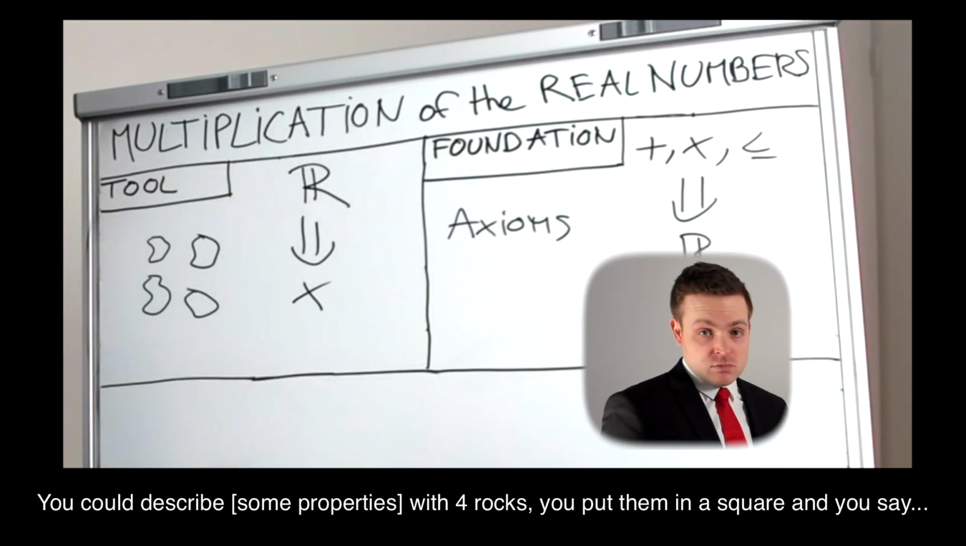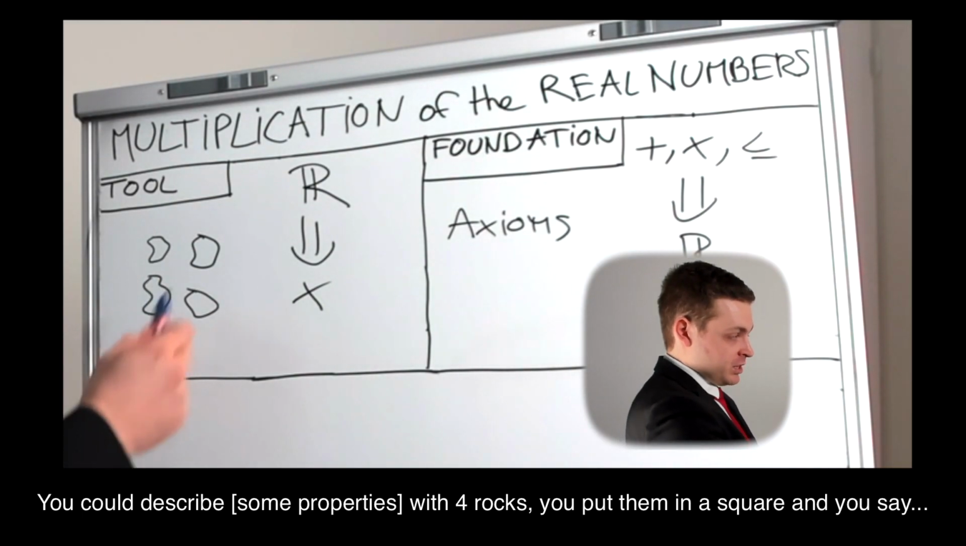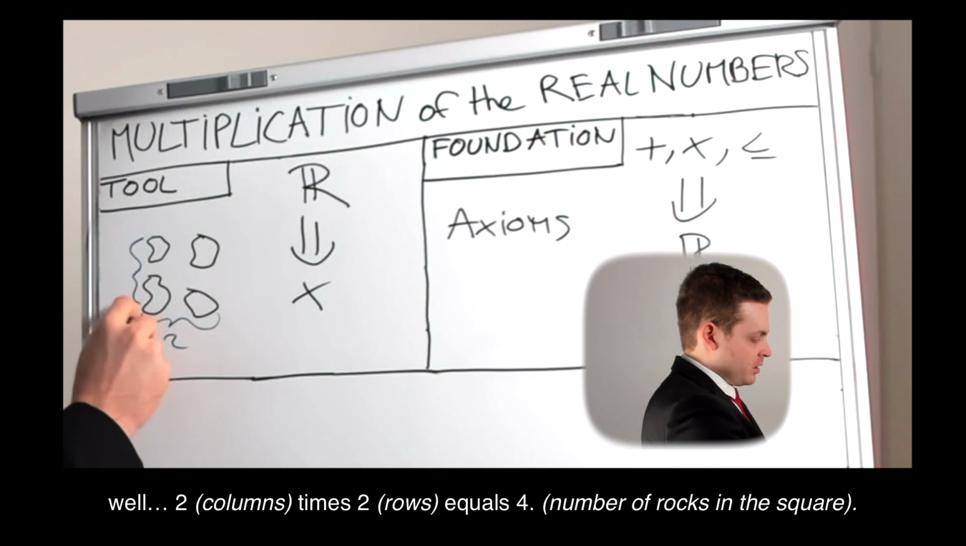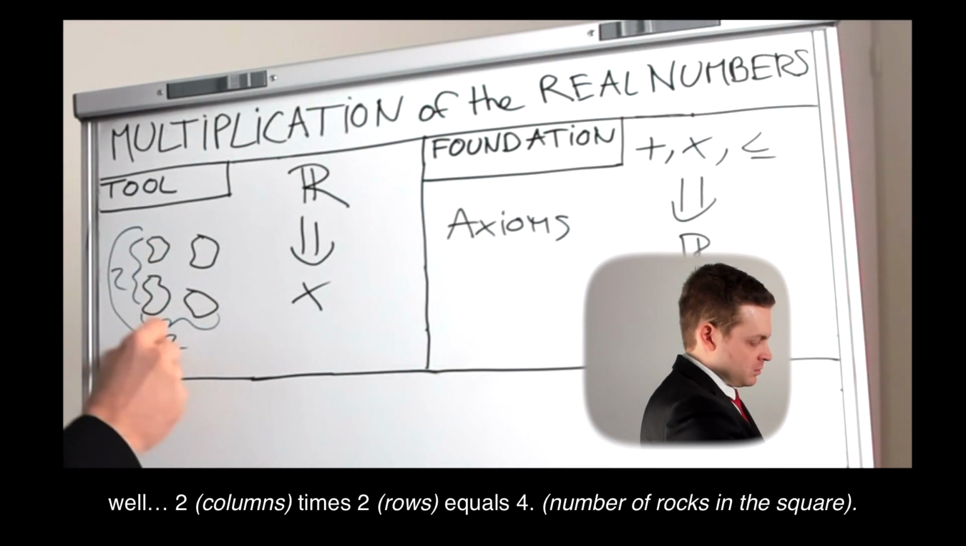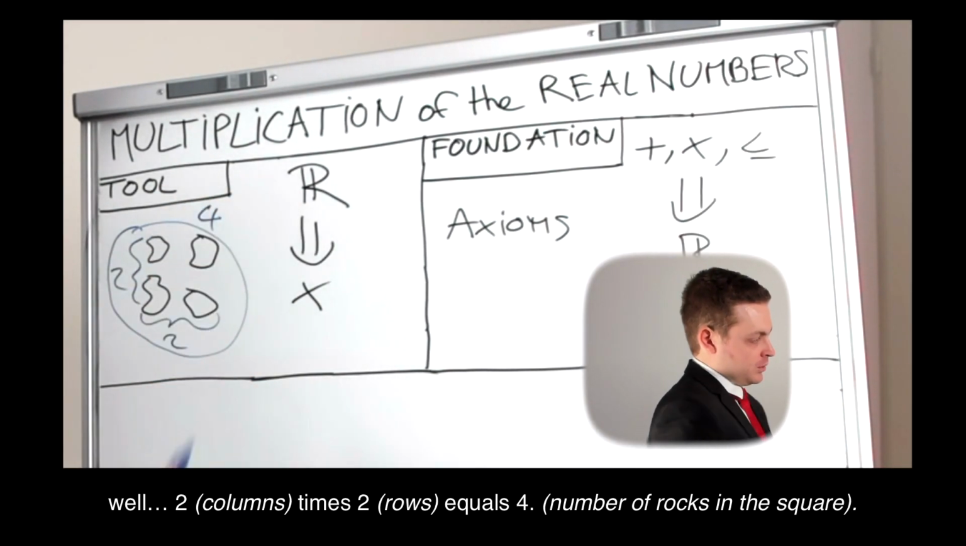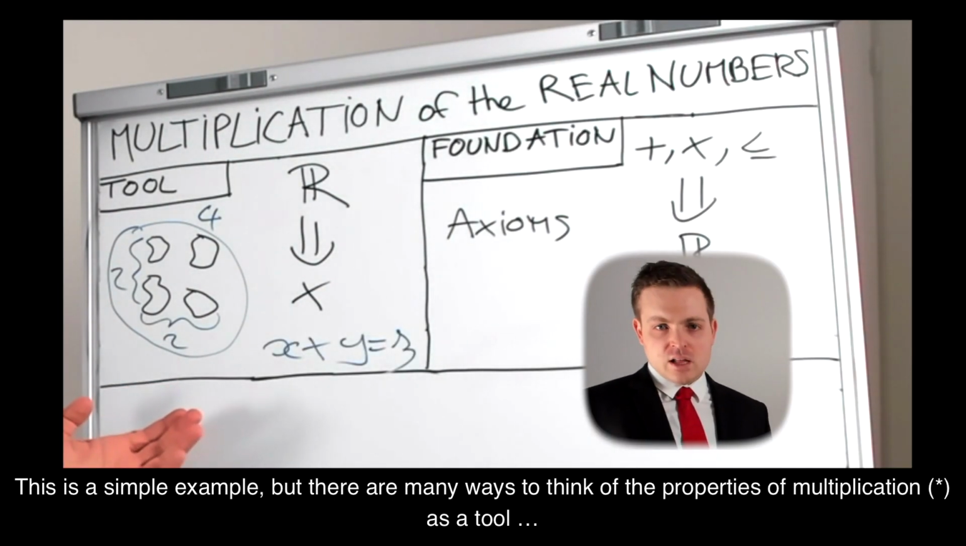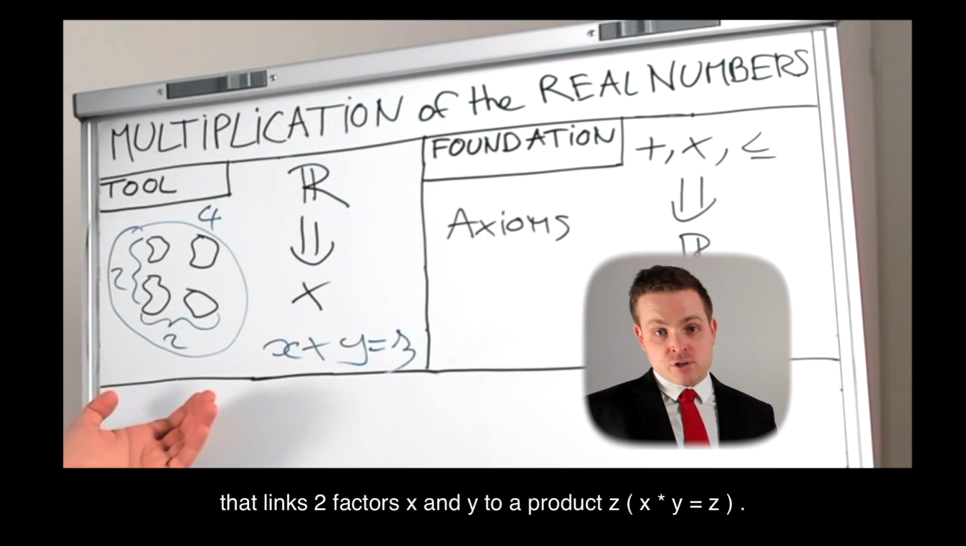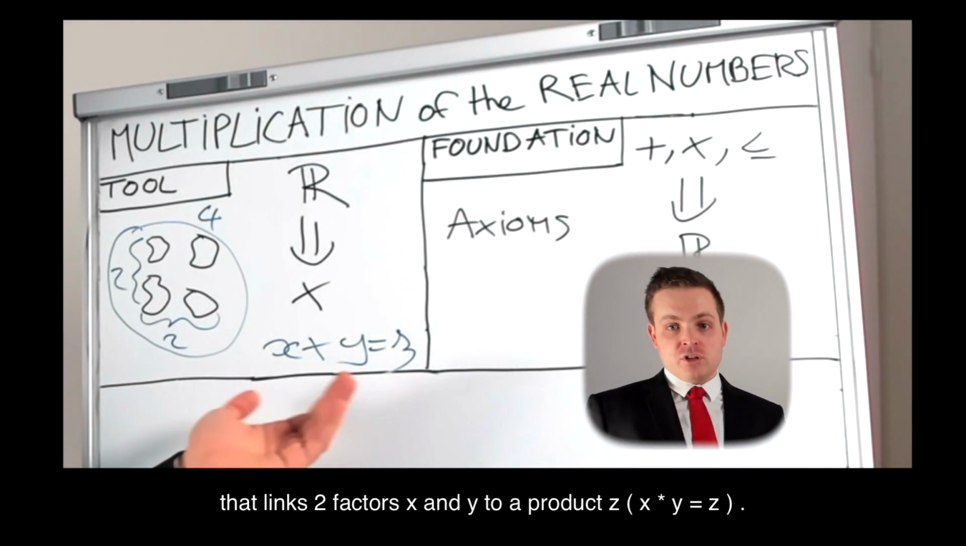You could describe it with 4 rocks. You put them in a square and you say, well, 2 times 2 equals 4. This is a simple example, but there are many ways to think of the properties of multiplication as a tool that links two factors x and y to the product z.